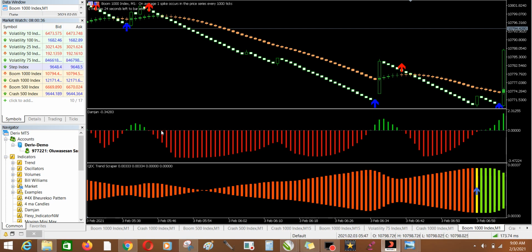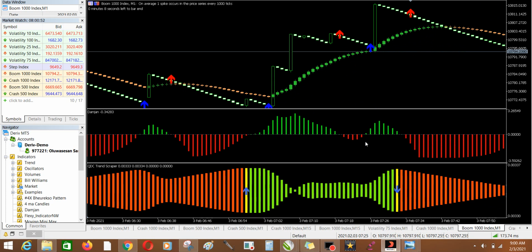We have the window indicators. We have two window indicators. We have this histogram, the first set of histogram here. The green aspect of it shows that it is buying around there, while the red aspect of it shows that it is selling around there. And you can see the zero level here.